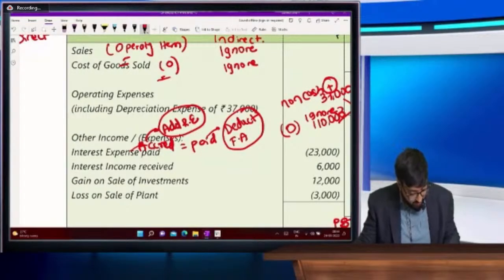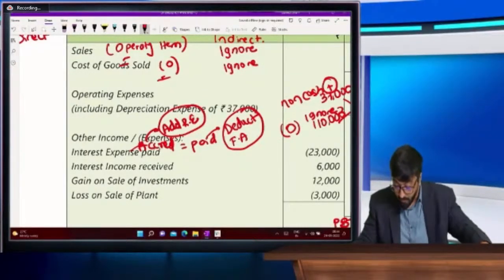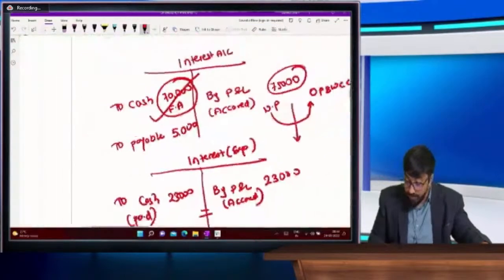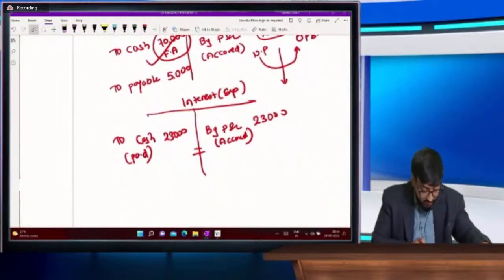Still Rashmin Kumar is asking me, sir, why you use the word accrued? Beta, P&L is always accrued. Remember that. Chalo. Focus on this interest account, Vidya ji. Now it is clear to you.